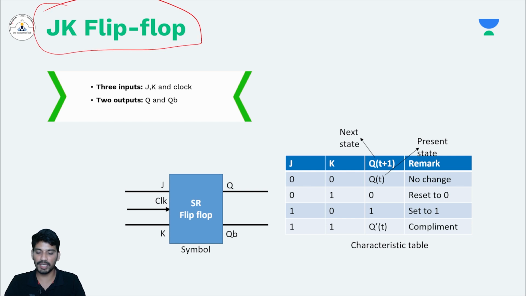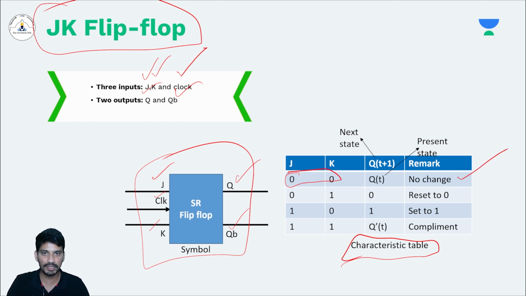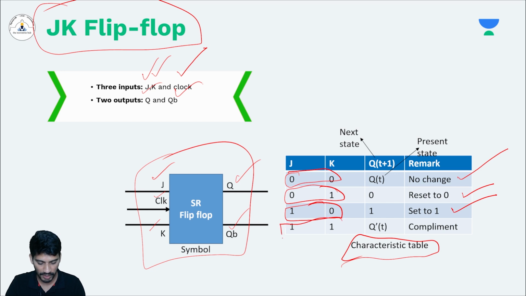So we'll see what a JK flip flop is, right? In a JK flip flop, we have three inputs J, K, and clock, and we have two outputs Q and QB. The symbol looks similar. We have inputs J, K, clock, and outputs Q and QB. And the characteristic table of the JK flip flop is like this. If J and K are 0 and 0, then the output should stay in the same state. And if J is 0 and K is 1, it is reset to 0. And if J is 1 and K is 0, it is set to 1. And this is interesting, when J and K both are 1, it should be the complement of Q. In the case of the SR flip flop, it is an indeterminate state, but in the case of the JK flip flop, we want that to be a complement.